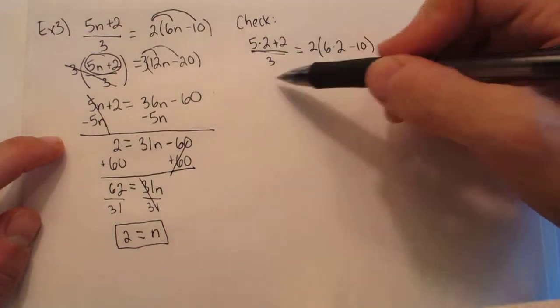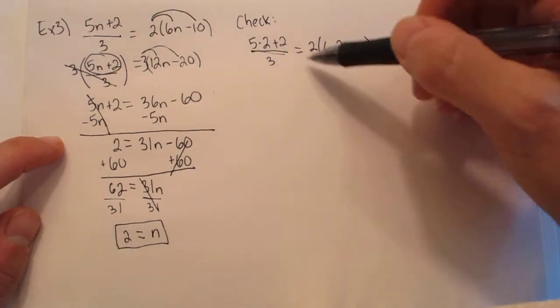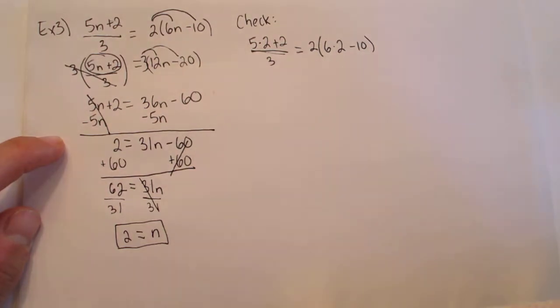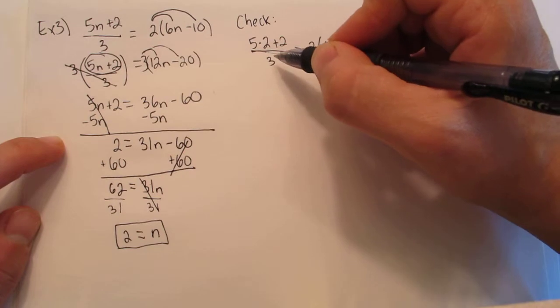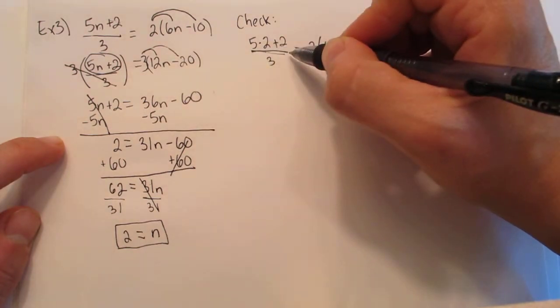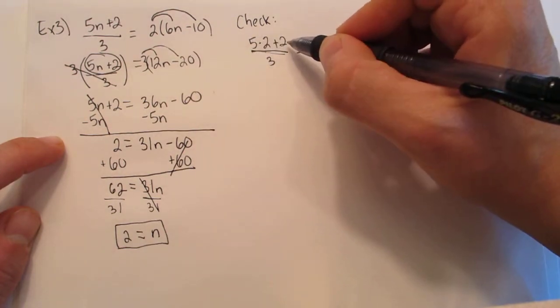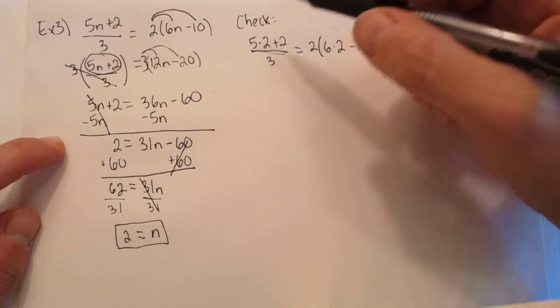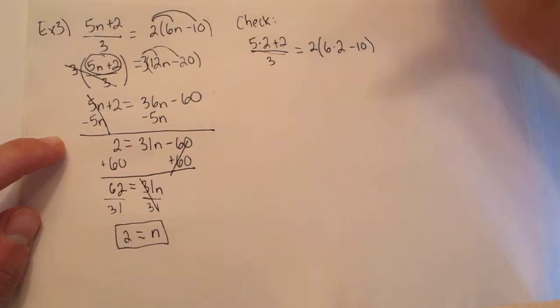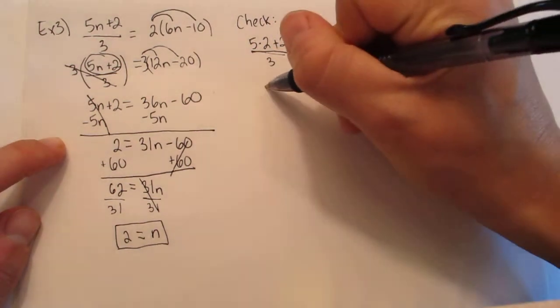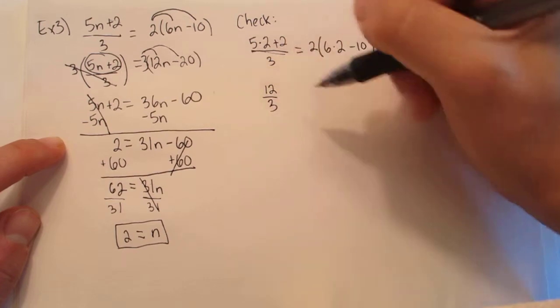So I'm going to simplify the left using order of operations, and I'm going to simplify the right using order of operations, and with any luck, they'll be equal. So over here, remember the division bar is a grouping symbol, so I'm going to simplify the top first. And I'm going to actually just do that in my head. I multiply before I add. 5 times 2 is 10, and 10 plus 2 is 12. So on the left, I have 12 divided by 3.